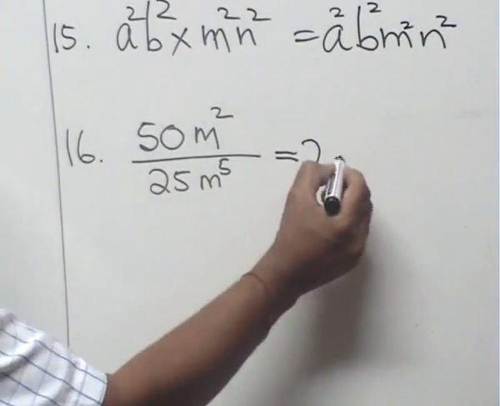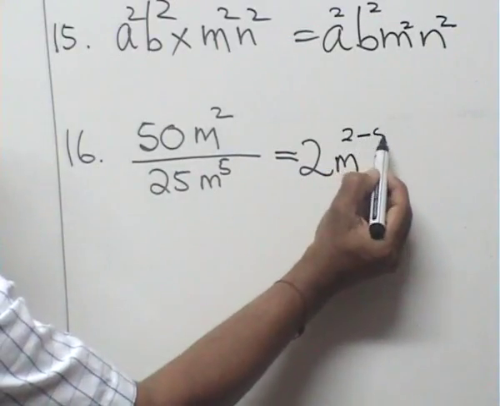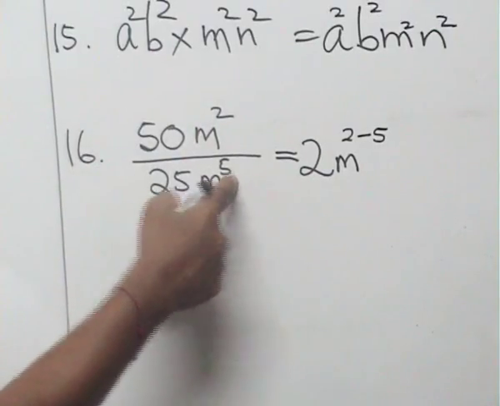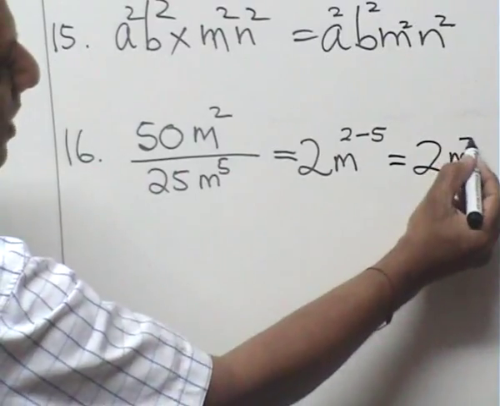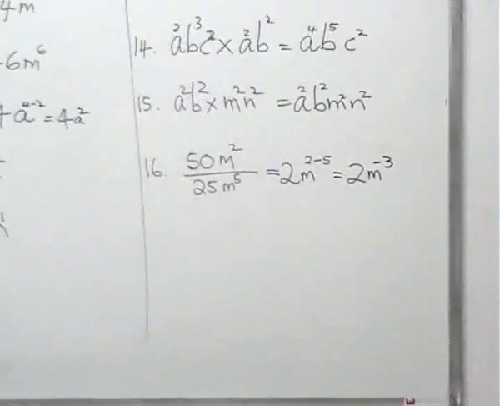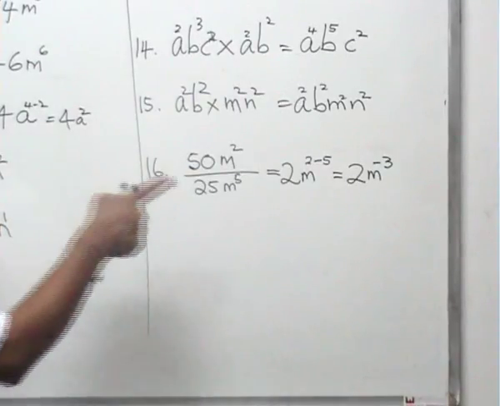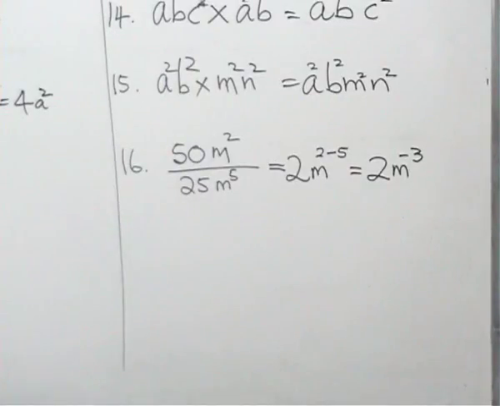For the m's, you'll write down m. Now you're subtracting 2 minus 5. That 2 subtracting this 5. And the final answer will be 2m to the minus 3. Now that's one answer. But this example can be done in another way.